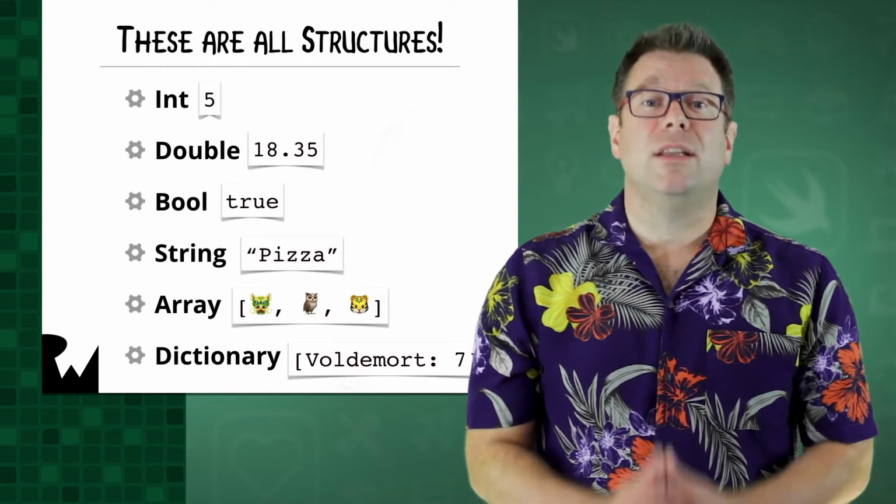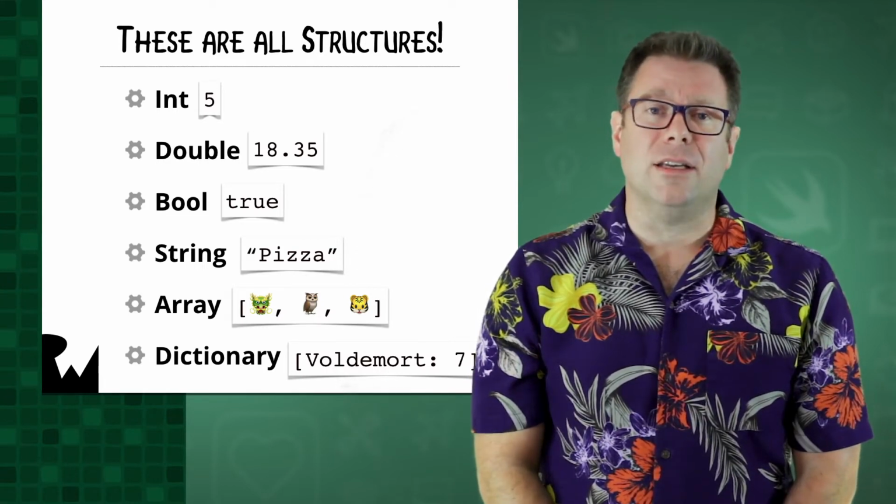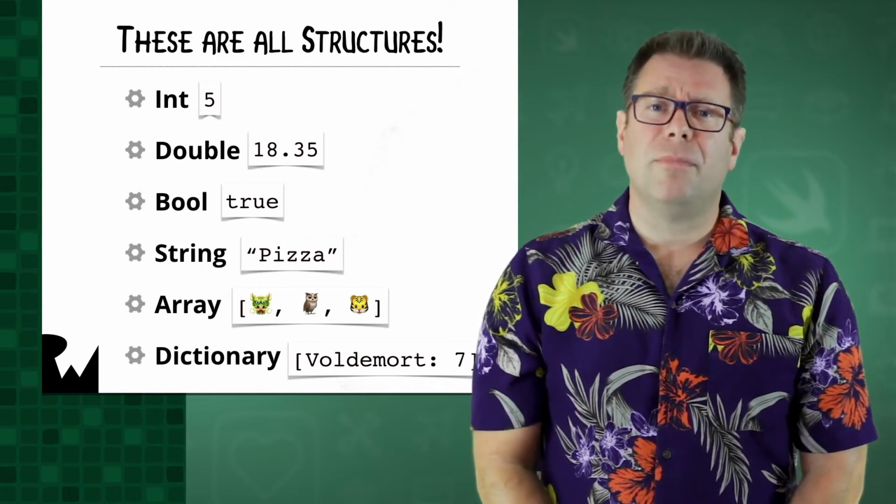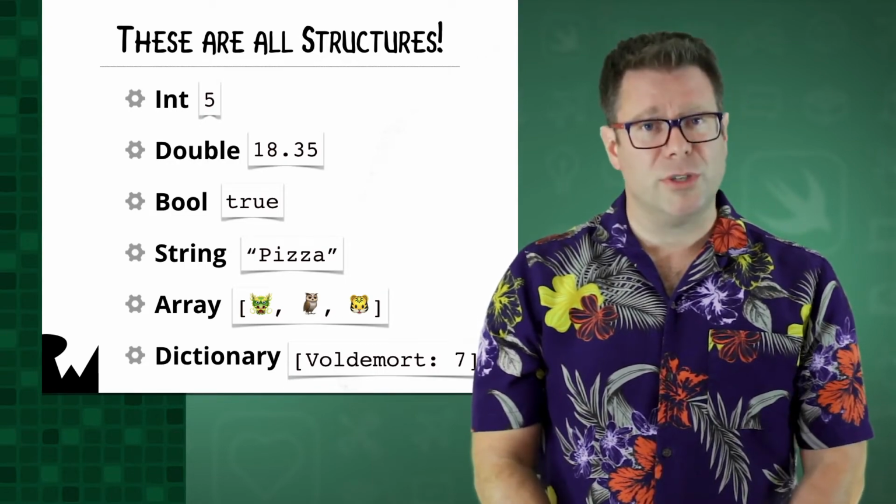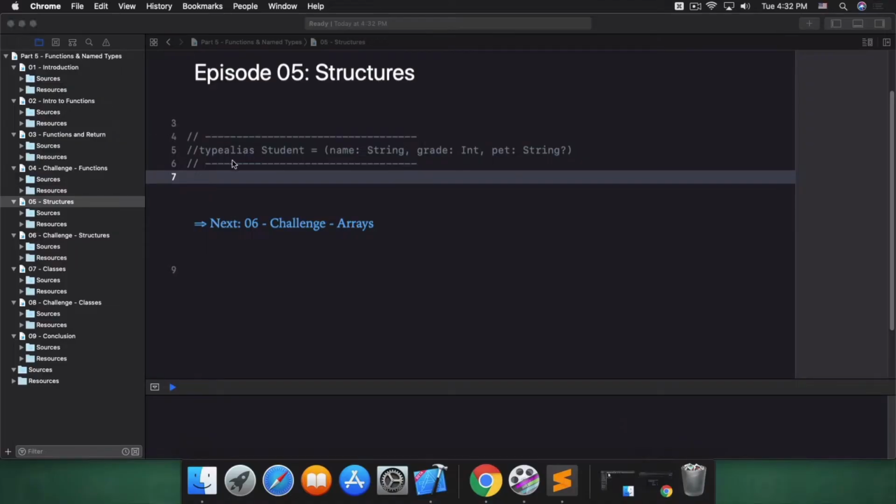Now, being able to define your own structures will come in handy. So to demonstrate, you'll start by turning your student tuple into a structure. At the top of the playground page, you'll find the type alias we use to represent a student. Now, I've commented this out because we're going to create a struct with the same name. To start, use the keyword struct and then the type's name, Student.